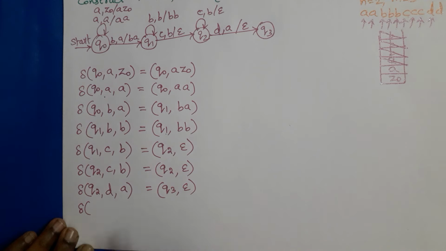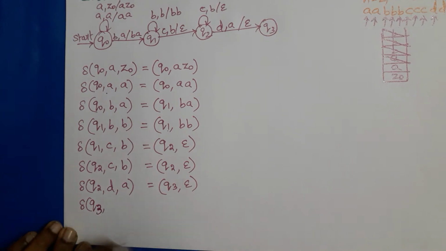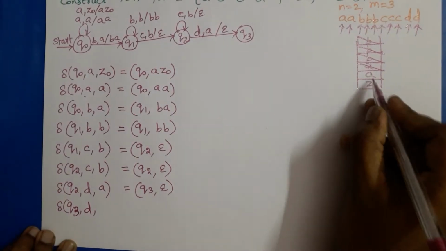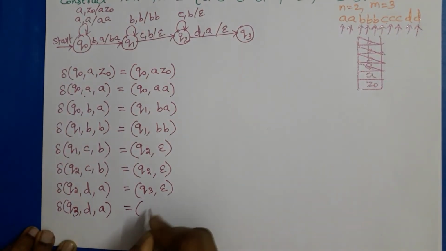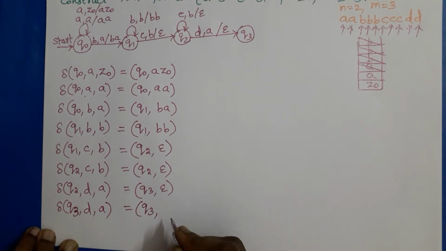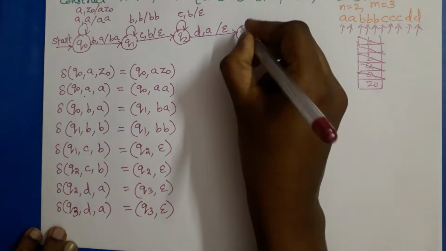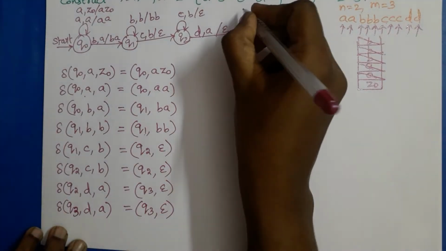So that step indicated by Q2 to Q3. Then for the repeated pop we need to write Q3 to Q3. So current state is Q3. Next input is D. And top of the stack is A. So we should remain in same state Q3 and pop operation. So this is also popped. So Q3 to Q3, D comma A slash epsilon.